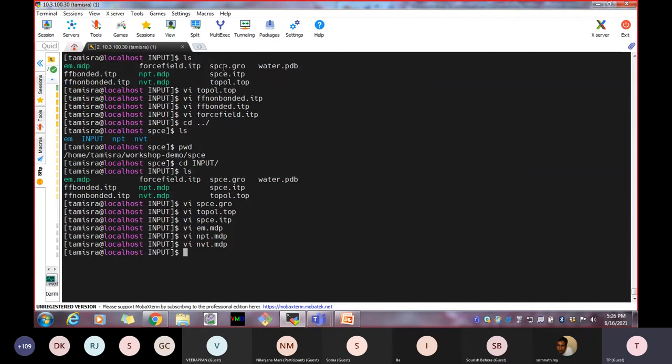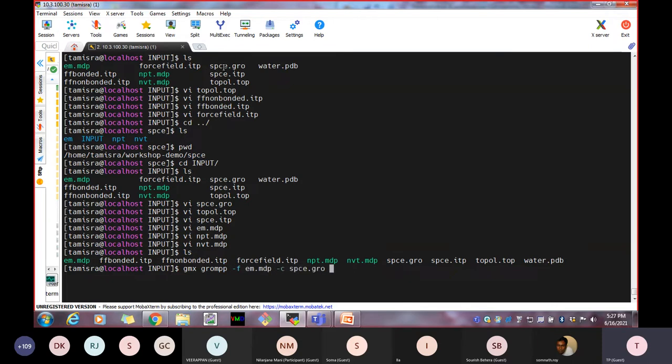So once we have the NTP files and all the PostScript files, we basically can run this for the system. It's not possible because of the time constraints; I cannot run it for the others. So basically, we will do gmx grompp with -f and the NTP example, -c spce pro, and -p topol.top, and -o ng.tpr.